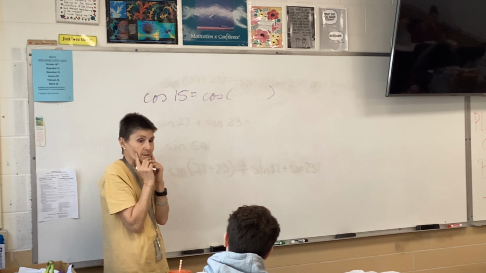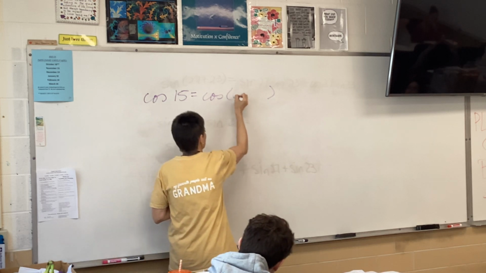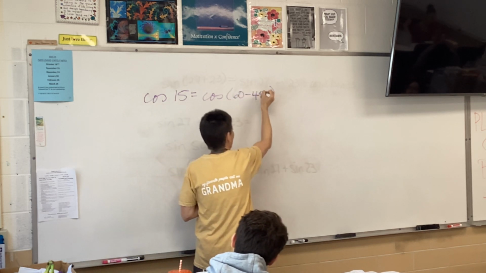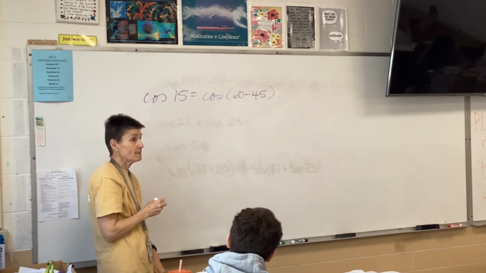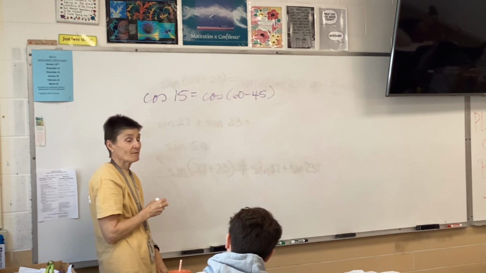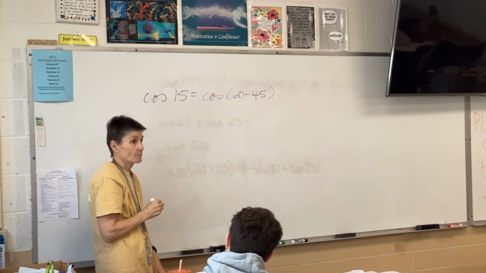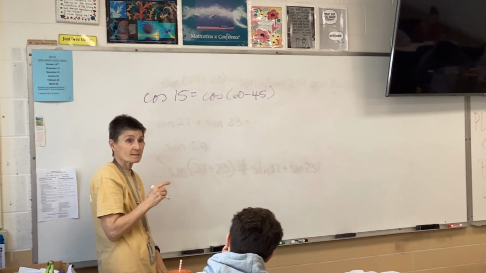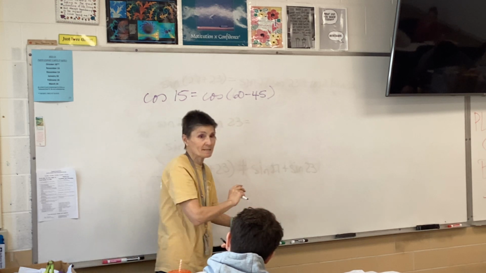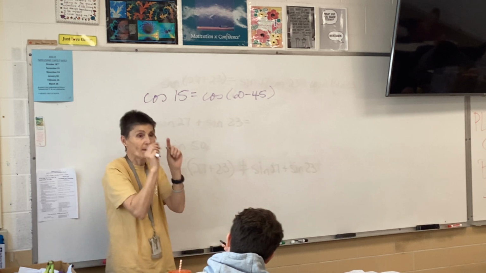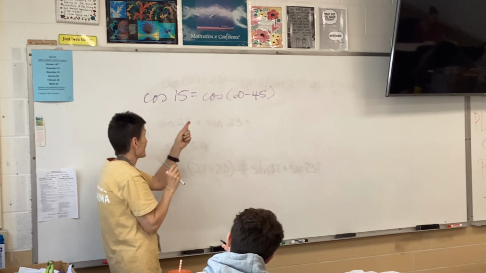60 and 45. So one option would be 60 minus 45. That's a great option, right? Does that give me 15? Did anybody think of a different option? 45 minus 30? The work's going to look different, the answer will be the same. So your job is come up with an option. So that's a good one.